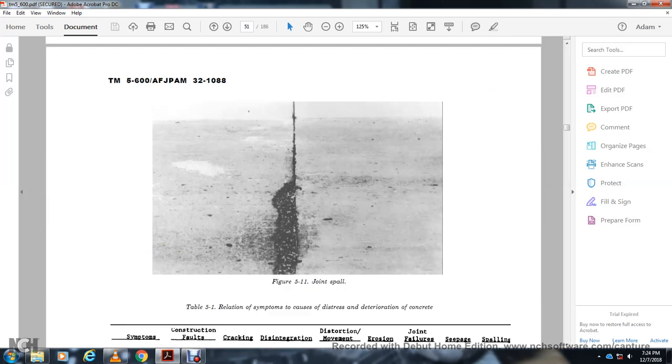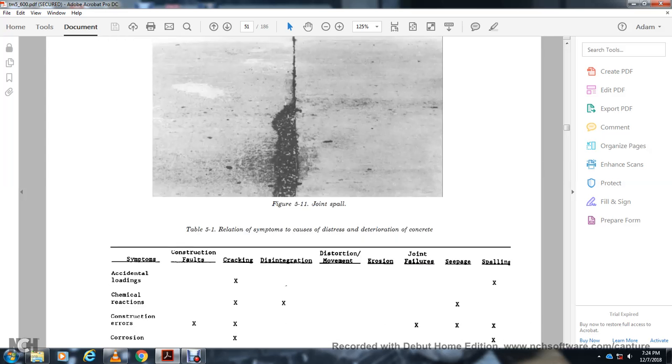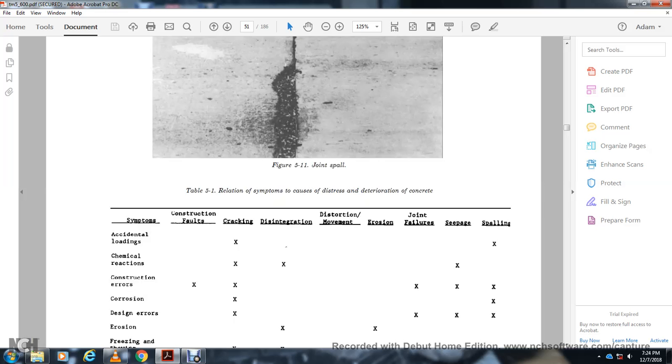Figure 5.11 shows the joint spall, with the table showing the relation of the system to the cause of the deterioration of the concrete. External loading would cause cracking and spalling, and then chemical reactions would show cracking, disintegration, and seepage. Construction errors, with the construction fault, would cause cracking, joint failure, seepage, and spalling. Corrosion would cause cracking and spalling. Design errors would cause cracking, joint failure, seepage, and spalling.